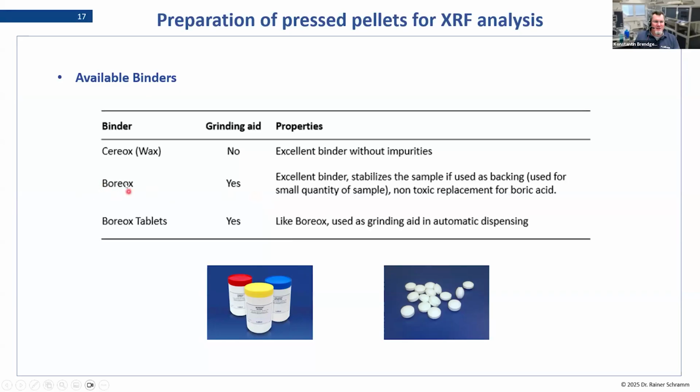Boreox is cellulose. It comes in powder and these little tablet forms. That is a grinding aid and a binder. So you can actually put these tablets in your vessel, as mentioned before. Just do like 20 grams of sample, five tablets, and just grind them and mix them with the binder in the same step, which is quite nice. There is also powder available if you want to mix it by hand.